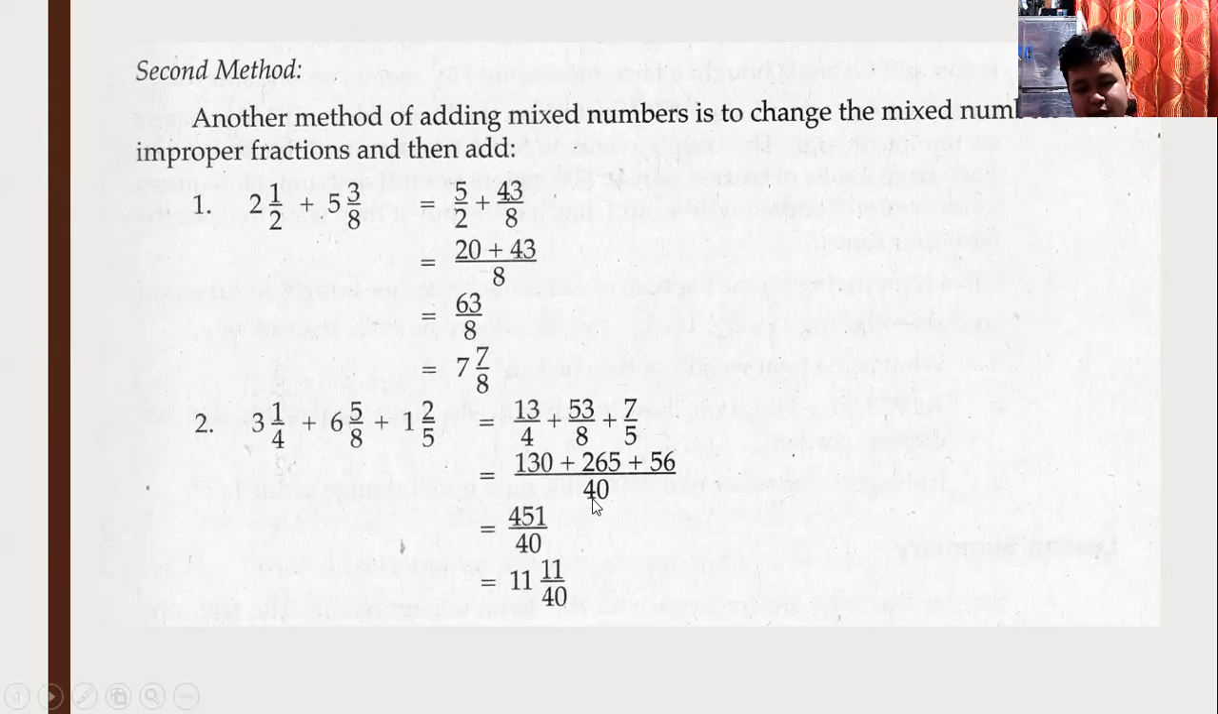13 saka 4 will remain. 130 over 40. Yung 53 plus 7, 8 over 5. Ang nangyari, nag-cross multiplication yung dalawa. 53 times 5, 265. 8 times 7, 56 over 40. Copy-paste, 10. Yung mga common nila. So, inadd mo, 130 plus 265 plus 56 over 40 equals 451 over 40. So, i-divide mo yung 451 sa 40, may remainder na 11, so 11 and 11 over 40. Yung kinalabasan.